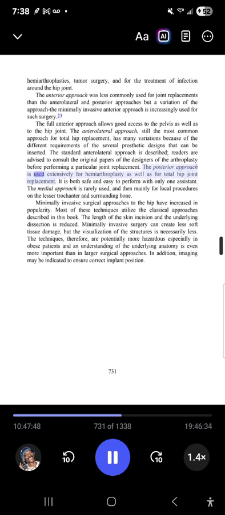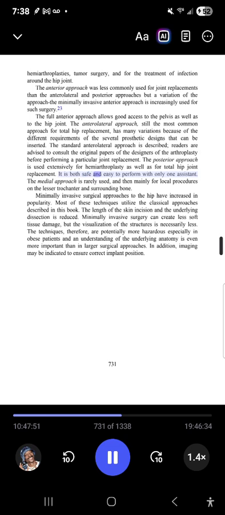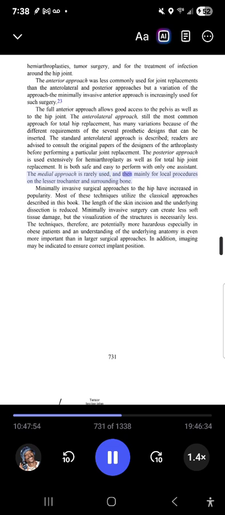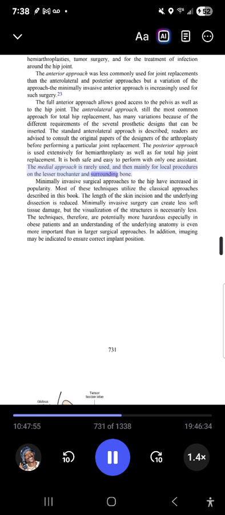The posterior approach is used extensively for hemiarthroplasty as well as for total hip joint replacement. It is both safe and easy to perform with only one assistant. The medial approach is rarely used, and then mainly for local procedures on the lesser trochanter and surrounding bone.